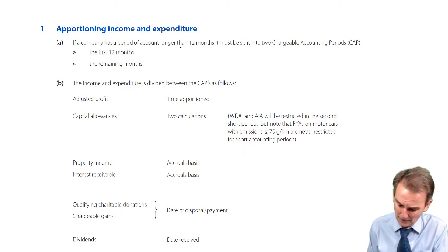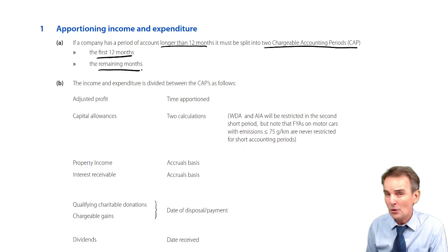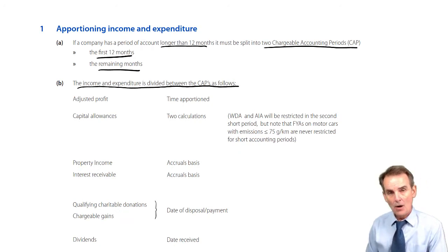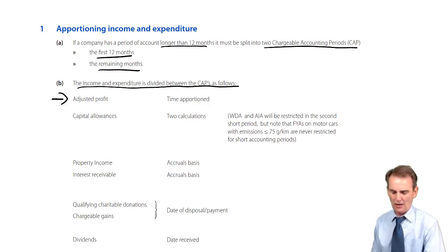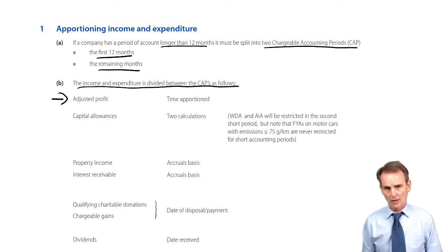As we've said, if the company has a period of account longer than 12 months, two chargeable accounting periods, first 12 months, then the remaining months. How do we therefore take apart this statement of profit or loss? The income and expenditure is divided between the chargeable accounting periods as follows. Well, your first and major exercises are to do with, as we know, deriving the tax adjusted trading profit. That comes in two bits, the adjustment of profit statement. So we need to calculate the adjusted trading profit before deducting capital allowances. And we do that adjusted trading profit based on the statement of profit or loss.